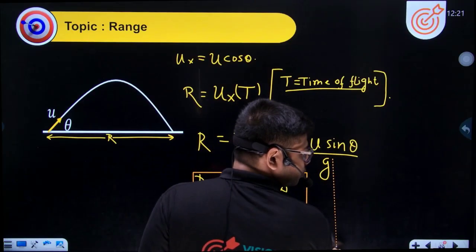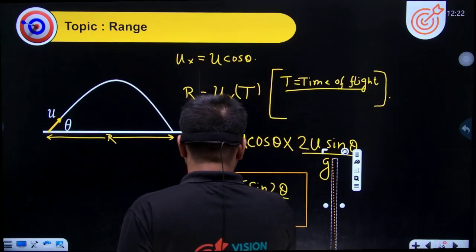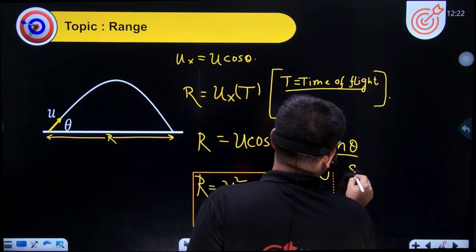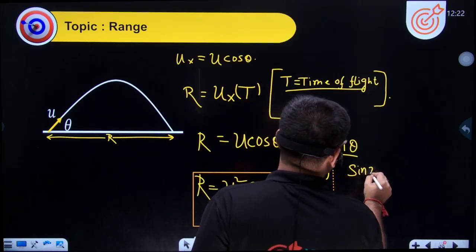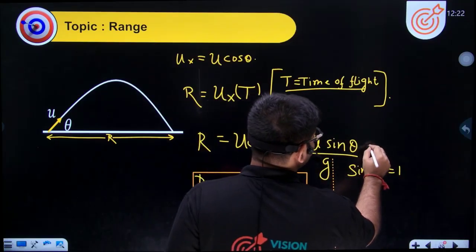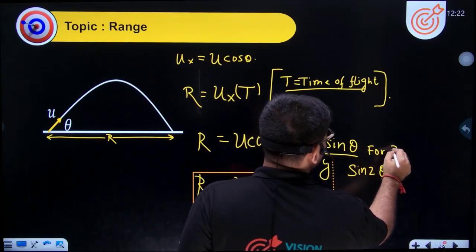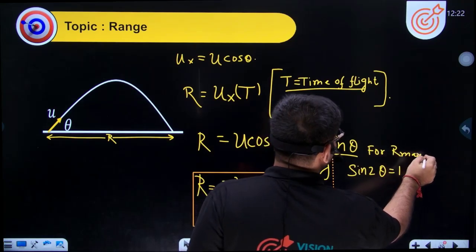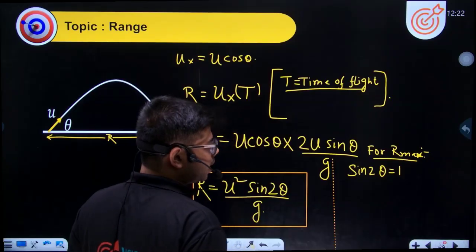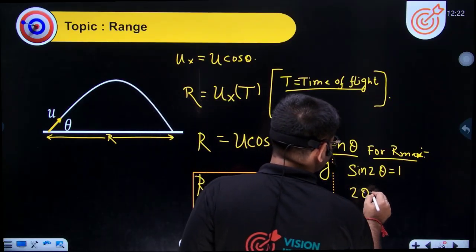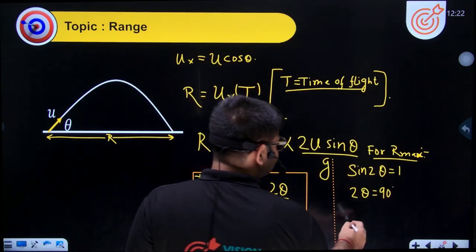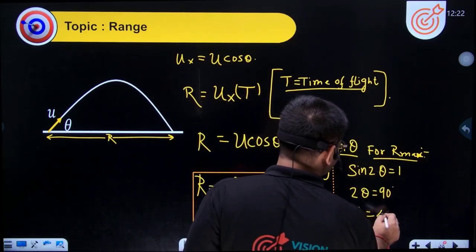Is it visible? Yes, visible. Okay. So sin 2 theta has to be equal to 1 for R max. For R max, sin 2 theta has to be equal to 1. That means 2 theta has to be equal to 90 degree. That means theta has to be equal to 45 degree.